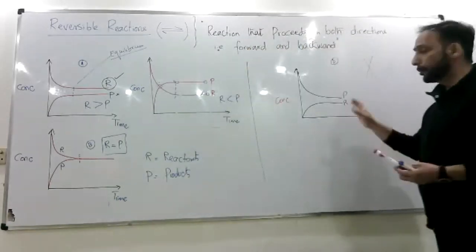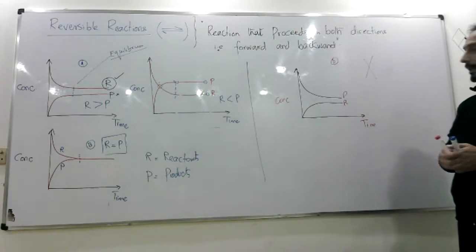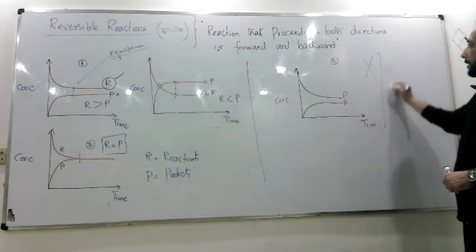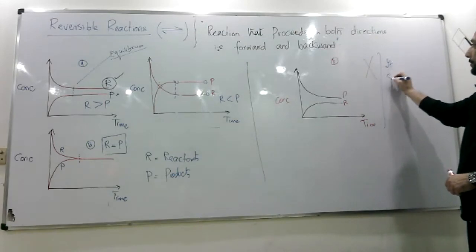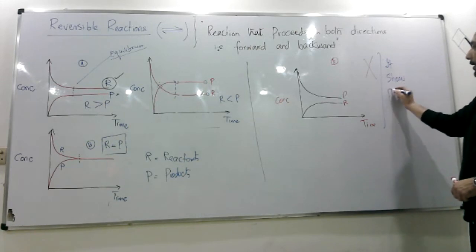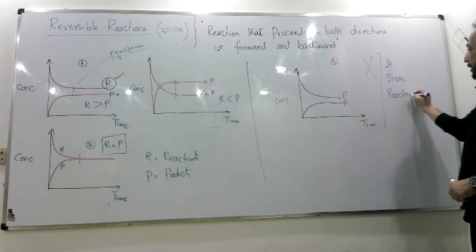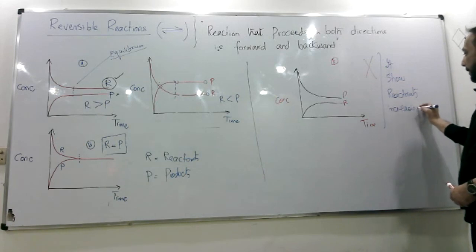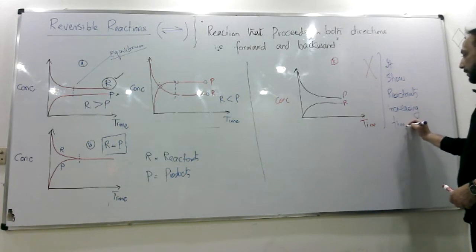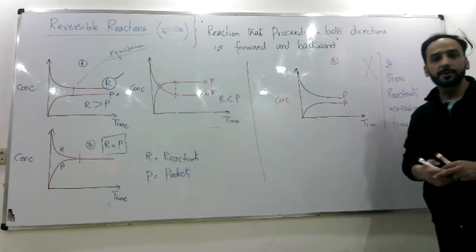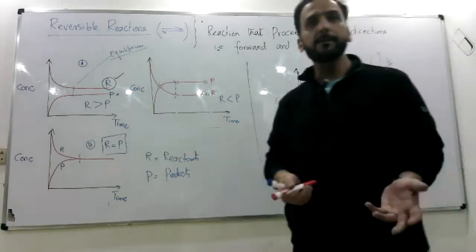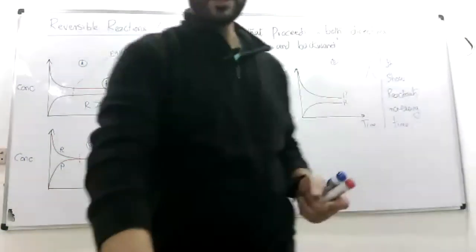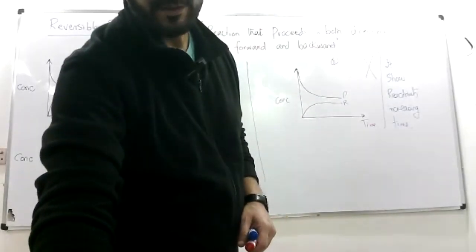तो इसको आप अगर draw करो, साथ cross कर दें and write के it shows reactants increasing with time. This graph shows reactant concentration increasing with time, which is not possible. Obviously, reactant concentration will decrease with time.